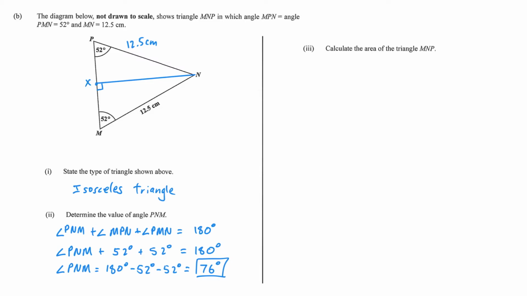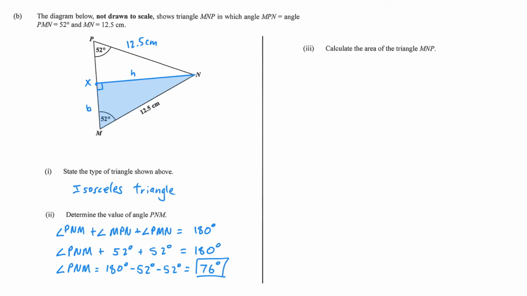Then I'm going to label the length from X to M as B and the length from X to N as H. We'll start by finding the area of the triangle XNM. In general, the area of a triangle is 1/2 times its base times its height. So the area of the triangle XMN is 1/2 times B times H. So we'll need to start by finding out the lengths of B and H. To do that, we'll need to use some trigonometry.